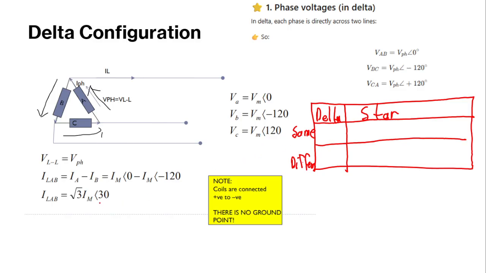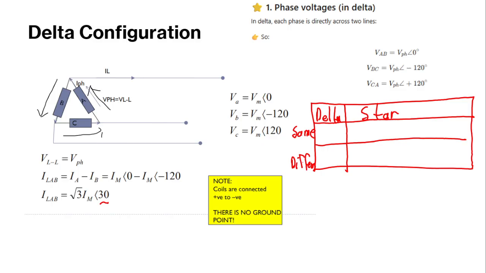The 30-degree shift will be added to the one that is different. For delta it will be minus 30, for star it will be plus 30. You've got to remember that. If you leave that out when you're doing your calculations, you will get the wrong answer. The currents have the load angle in it for sure.